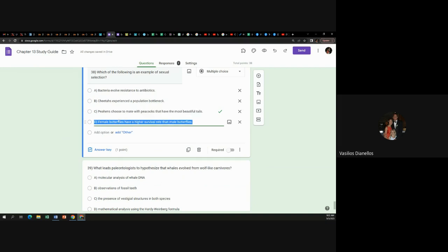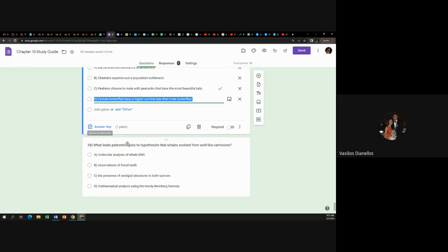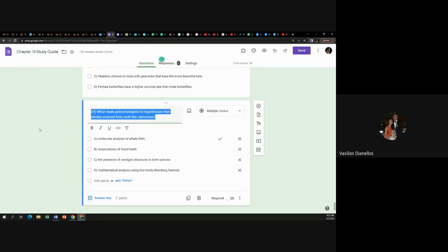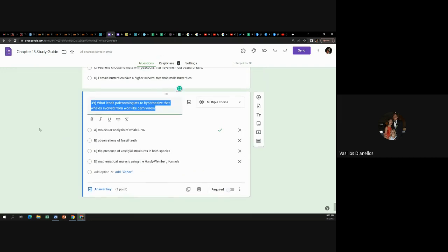And this is the reason this one's not sexual selection. It involves sex, saying females have a higher survival rate than males, but sexual selection is when there's a trait that's chosen for the purpose of breeding. It's usually the female choosing the male because of whatever trait it may be. Any questions about sexual selection? There will be no questions about the whale stuff. That was skipped during the lecture, and that is the end of Chapter 13. Are there any questions about Chapter 13 before I move on to Chapter 19?